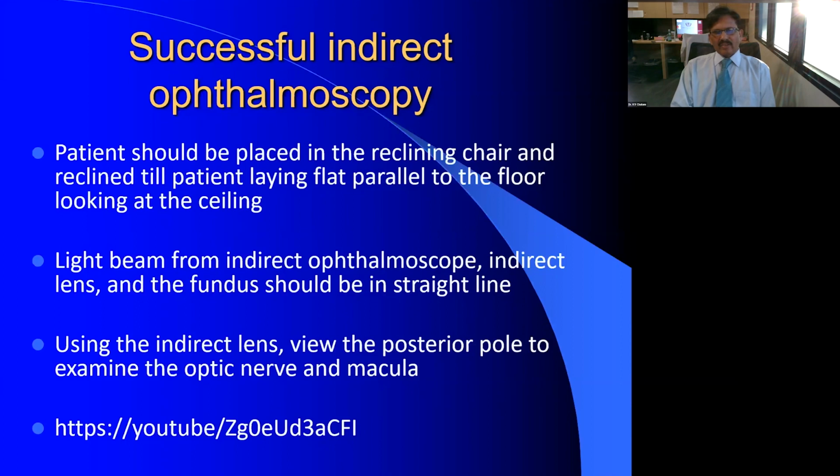Using the indirect lens, use the posterior pole to examine the optic nerve and macula, and then go to the periphery in various meridians. I'm also referencing a YouTube video of the American Academy of Ophthalmology. I don't have time to go over the video to show you, but those of you that are interested, it is free and you can look at it. It's basically a 5-6 minute video of various phases of examination of indirect ophthalmoscopy.